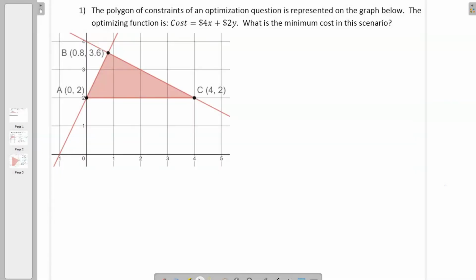In question 1, we're given a polygon of constraints that's shown in the diagram, and then we're given an optimizing function, which is cost equal to $4 times x plus $2 times y. And we're asked to find the minimum cost in this scenario. So the first thing we do is we see we've got 3 vertices. So we'll go ahead and calculate the value of the optimizing function cost at each of those vertices.